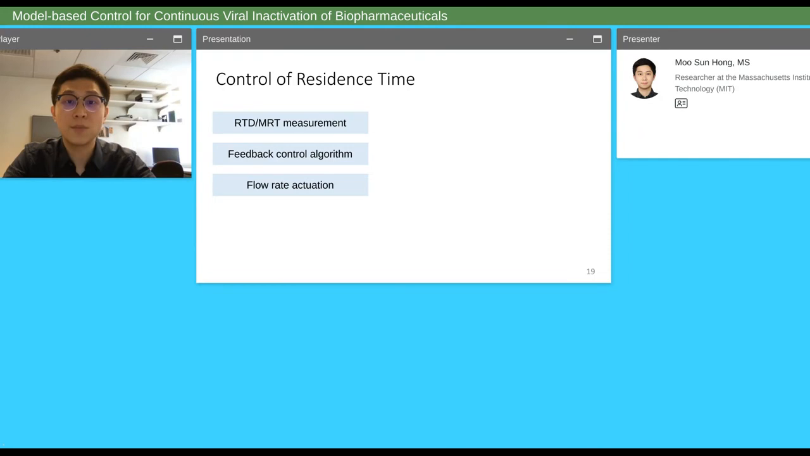For controlling minimum residence time, three components are needed. First, means of measuring residence time distribution and minimum residence time. Second, a feedback control algorithm for adjusting flow rate in response to minimum residence time measurement. And lastly, means of actuating the flow rate.